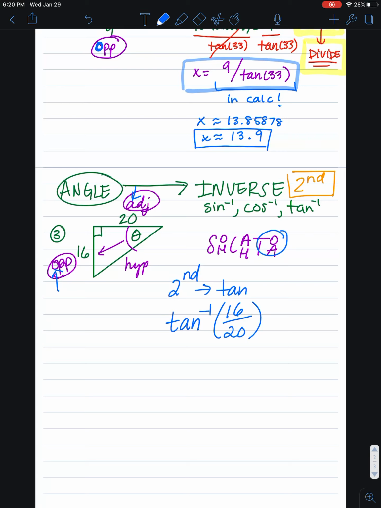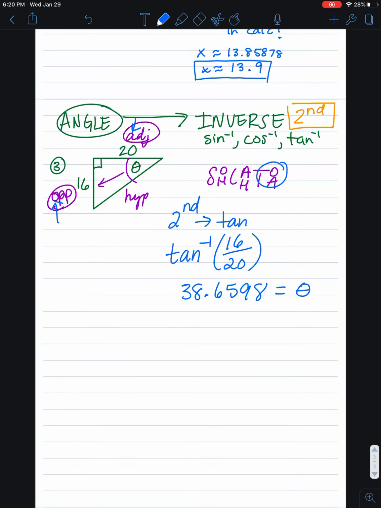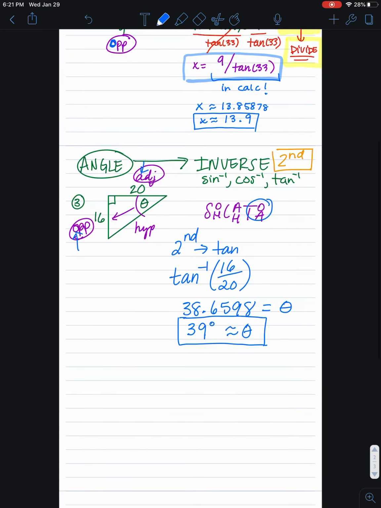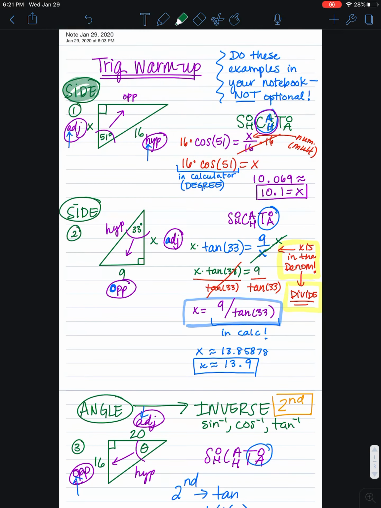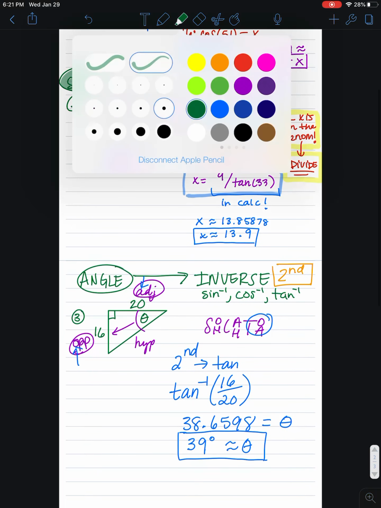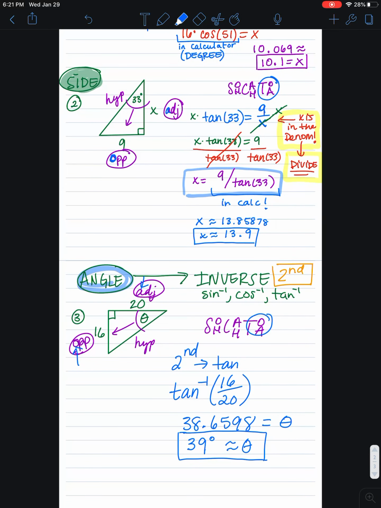Okay, so I'm going to do that right now. And you get theta is 38.6598 and so on. Let's round that to the nearest degree. Instead of the nearest tenth, rounded to the nearest degree would be 39 degrees for theta. So you have two different types. Again, you're either solving for the side length, that's my example for number 1 and number 2, or you're solving for an angle, that was my example for number 3.